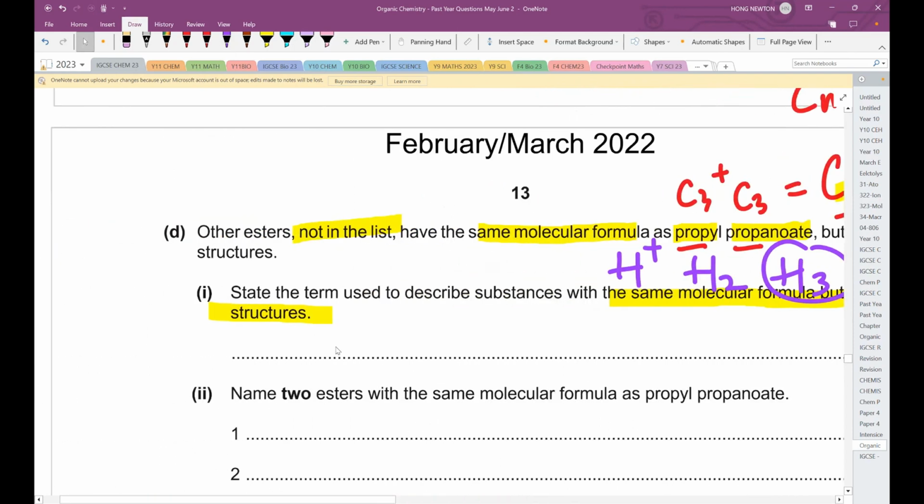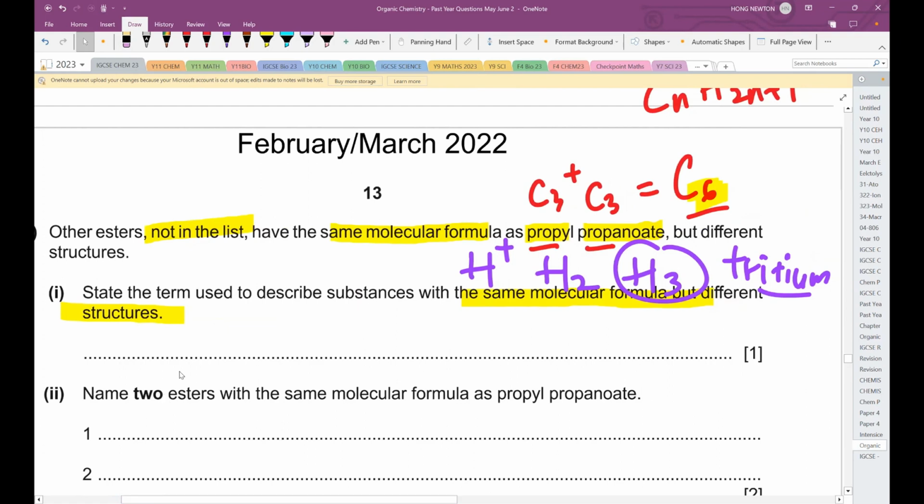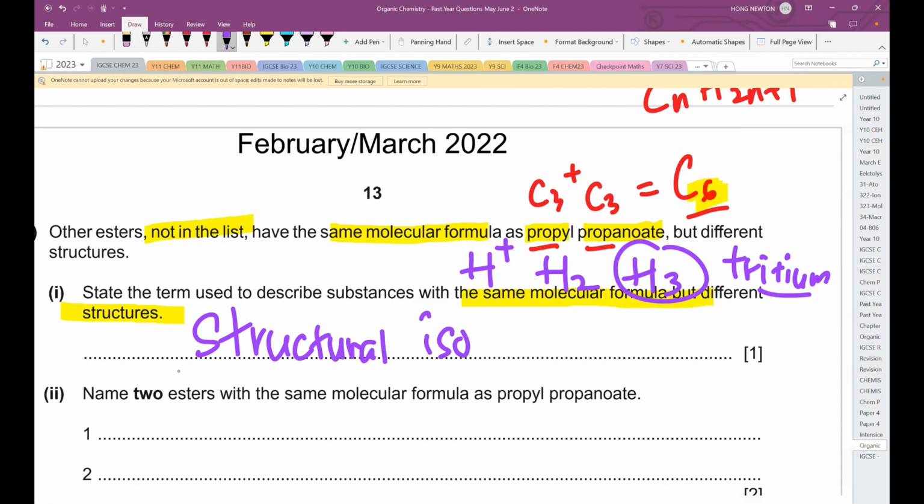Yes. So what structure do they ask you? Different structure. So we call it structural isomer. Okay, structural isomer, meaning that they have the same molecular formula but a different structure.